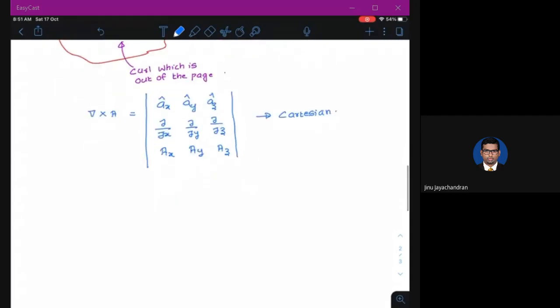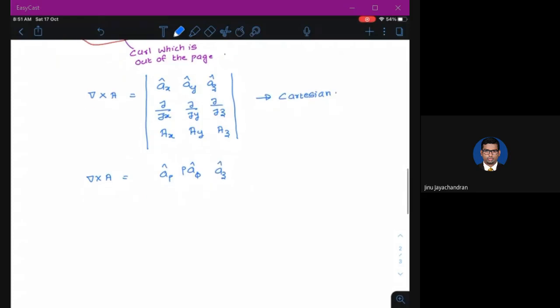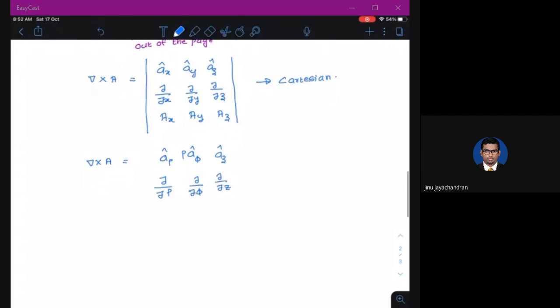I can write curl for cylindrical as: you will have the unit vectors a_rho cap, a_phi cap, a_z cap, and then you will have dou by dou rho, dou by dou phi, dou by dou z, and you will have the components: A_rho, A_phi and A_z. Its determinant multiplied by 1 by rho. So this is in cylindrical coordinate system.